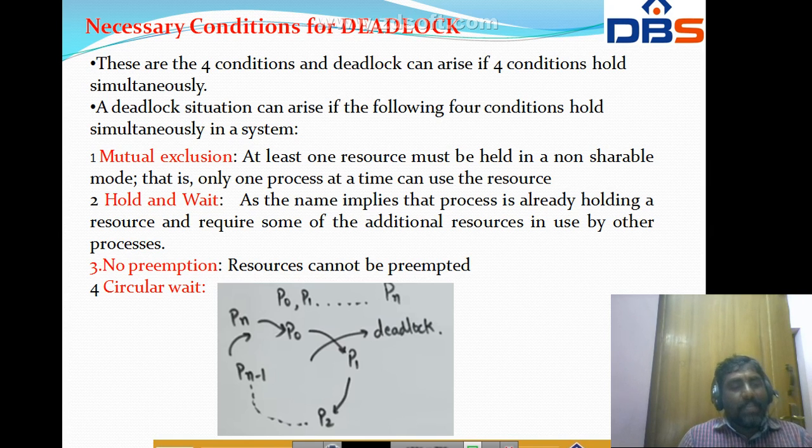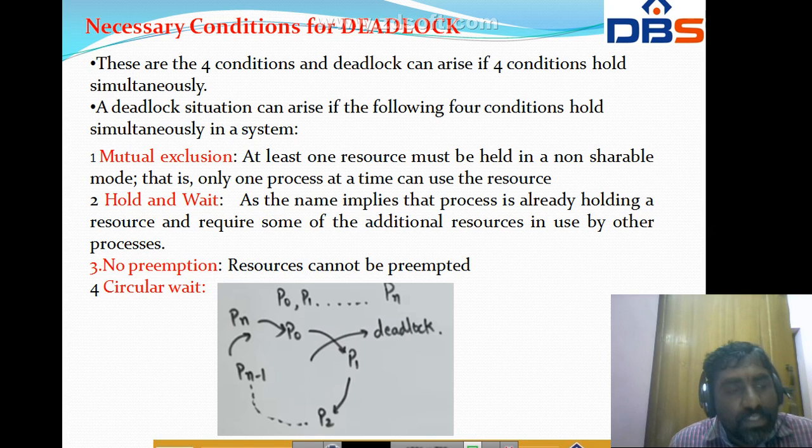So Pn minus 1 is a process waiting for a resource held by Pn, and Pn is waiting for a resource held by P0, in a circular manner. P0 is waiting for a resource held by P1, P1 is waiting for P2, P2 for P3, P3 for P4, like that. Pn minus 1 is waiting for a resource held by Pn, and circular means Pn is again waiting for P0.